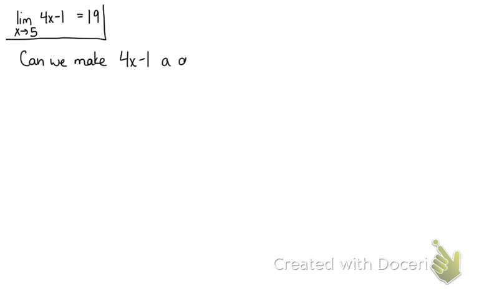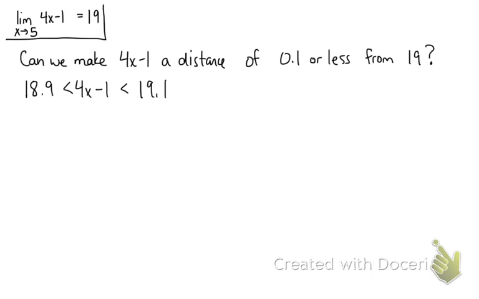So for example, we're thinking about trying to convince ourselves that this limit really is 19. And that would mean 4x minus 1 gets really, really close to 19. Well, how close does it get? Well, can we make it 0.1 or less away from 19? 4x minus 1 is some distance away from 19. Can we make it 0.1 or less of a distance? In other words, can 4x minus 1 be between 18.9 and 19.1? Those are a distance of 0.1 away from the number 19 on the number line.